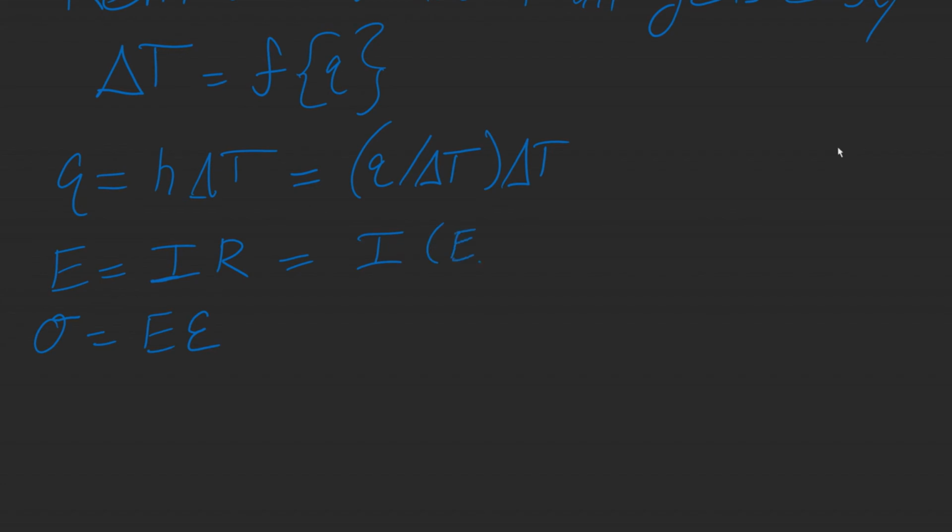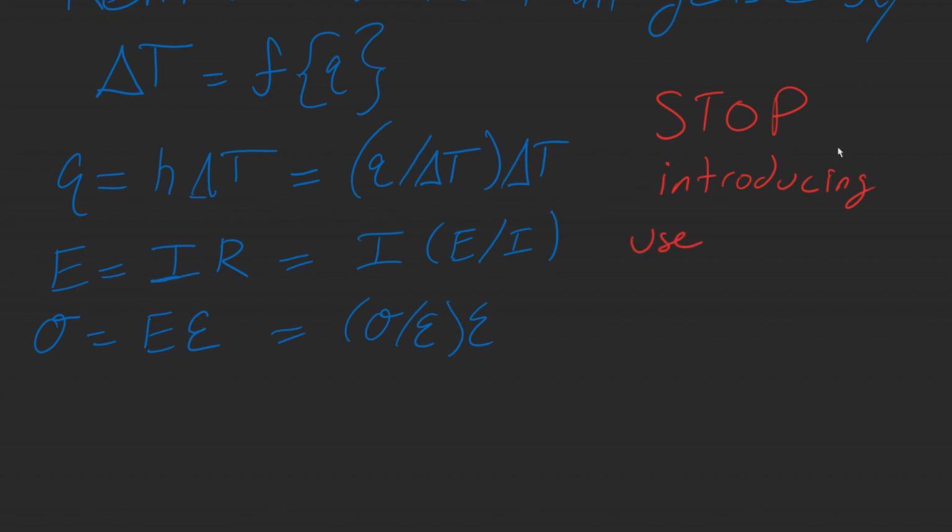Because h is just a representation of q divided by delta T, times delta T again. R is just a representation of E over I. Modulus is literally just sigma over strain. Why are we introducing these random variables? And I get why. I'll get into that in another video.